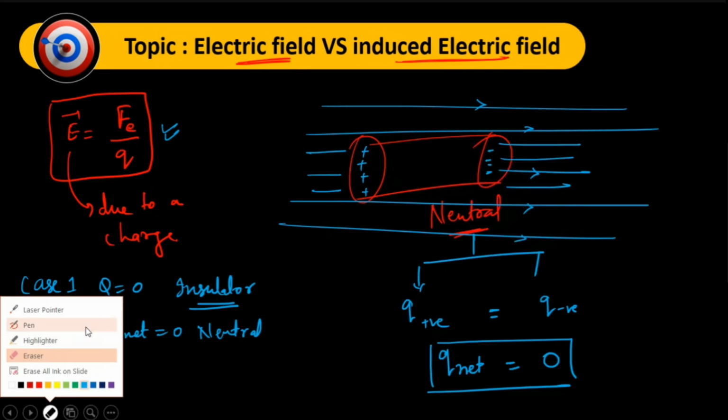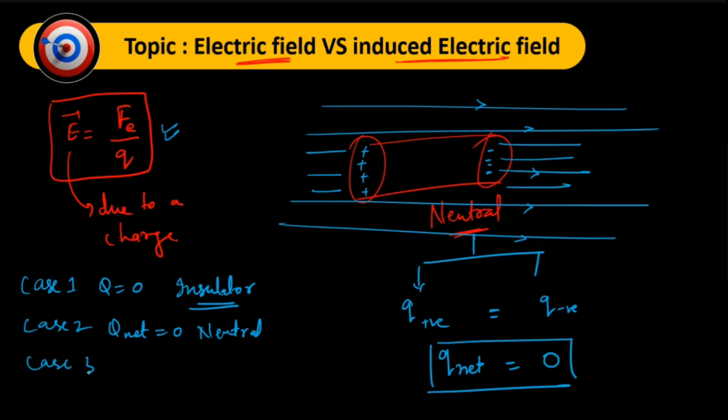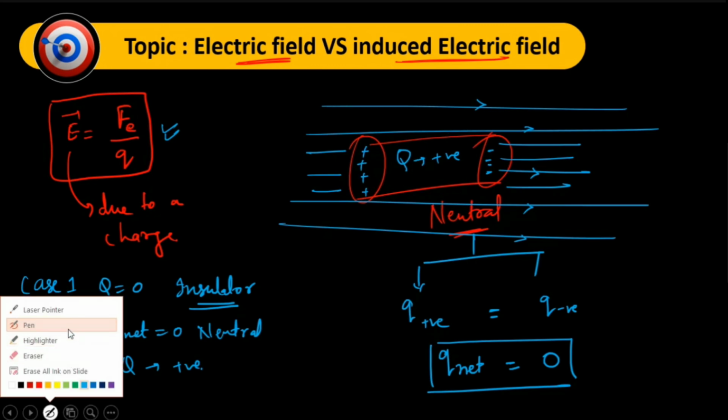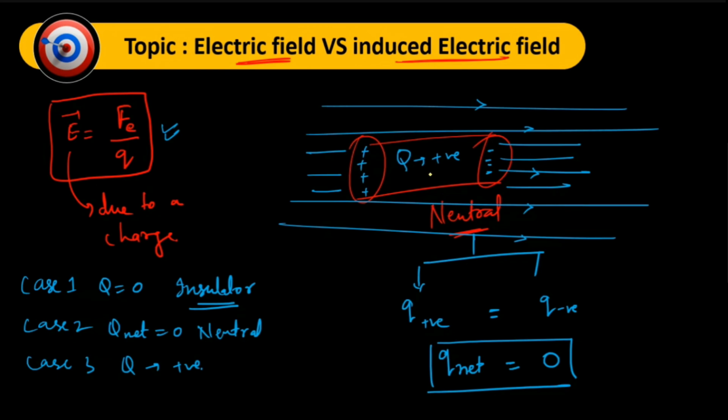Next case, if it is positive in nature, like you said, positive, positive. We won't say positive, positive. We'll simply say that this is a positively charged conductor. If it is a positively charged conductor, then the electric field must try to push it, about its center of mass, in the direction of the field line.